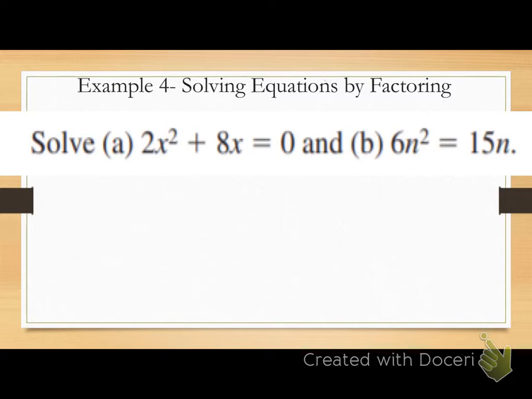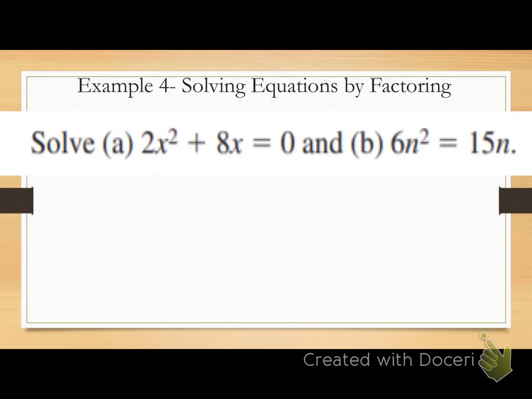Different set of directions here. It wants us to solve these equations. Solve, letter A, 2x squared plus 8x equals 0. So this is where yesterday's lesson comes into play. Yesterday, that was factored for us, correct? Is that factored? No, it's not, is it? I've got common things in there. I got a common factor that I can factor out. So what do you think I need to do first?